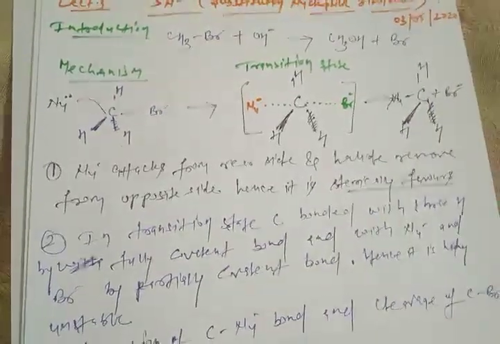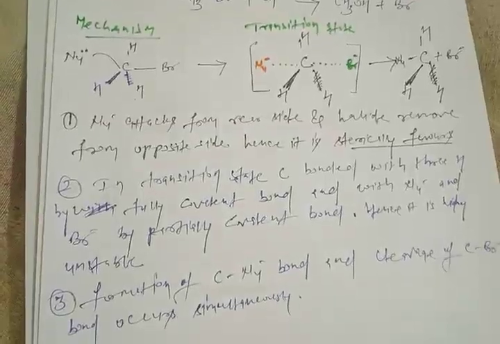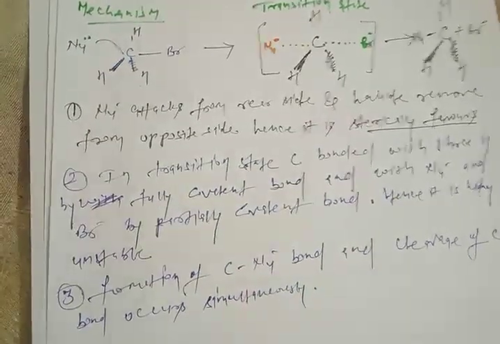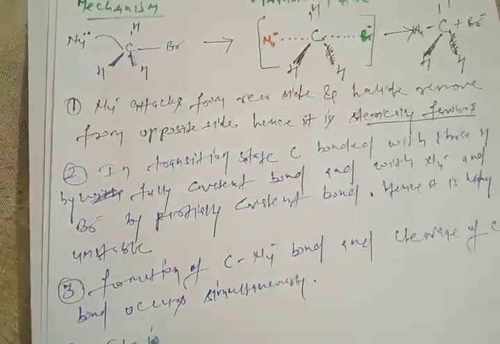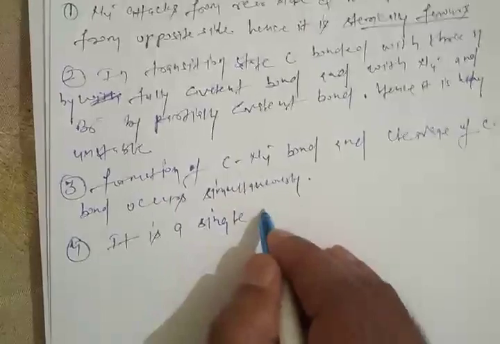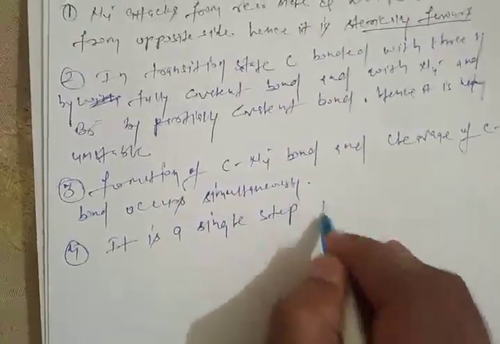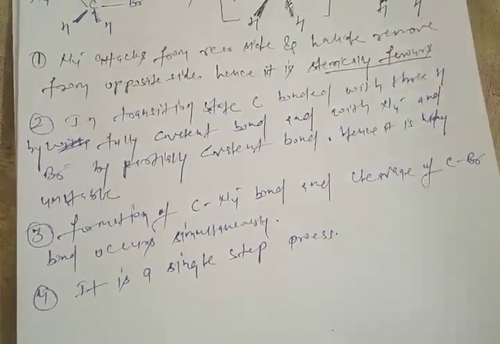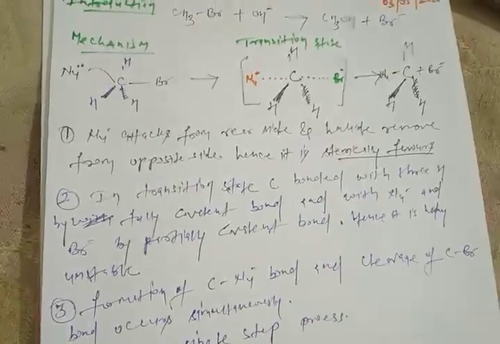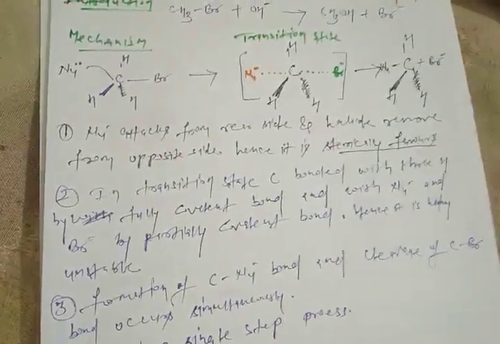and then this nucleophile will attach here and bromide will be removed. So all we can say is that it is a single-step process, and in SN1 it was a two-step process. Okay, so this is something about the mechanism of this reaction.